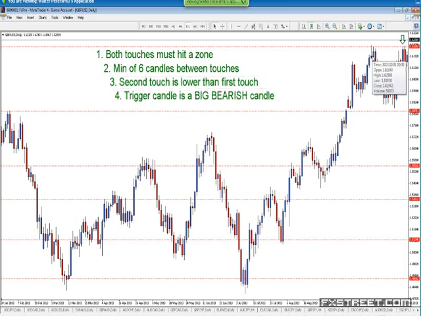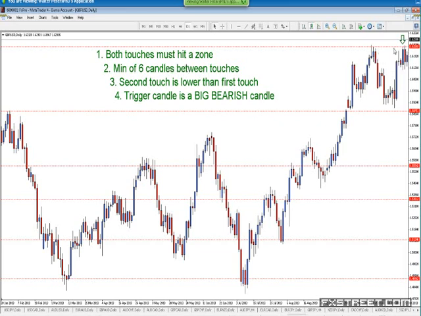This first touch up here, the highest candle was at 62.59, right? Now over here, at the second touch, the highest candle is at 62.55. So it's 4 pips lower. The highest touch is 62.55. The highest touch is 62.59. What that means is this qualifies as a moolah top.